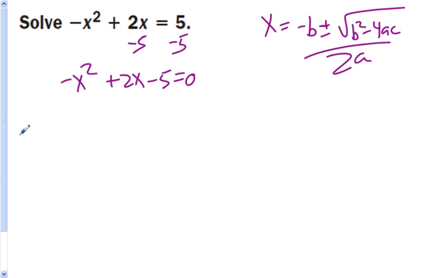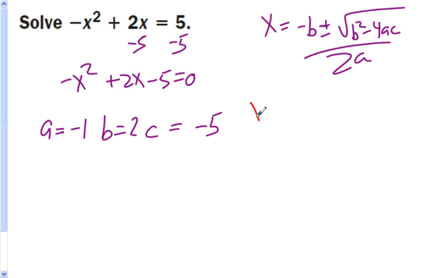And then we can identify our a, b, and c. A is always in front of the x squared. There's no number there, but there is a minus sign, so that would be a negative 1. B is in front of the x, so that would be 2. And then c is always that number by itself, that constant, which is minus 5. Once you've identified a, b, and c, plug them into the quadratic formula and then simplify it down.